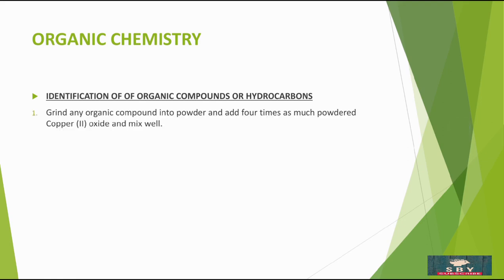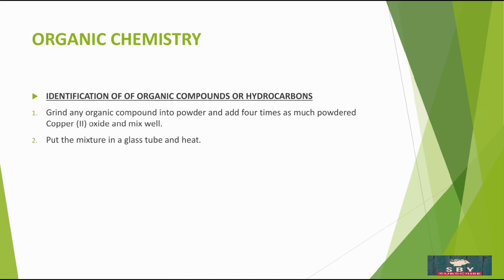First of all, you need to know that a hydrocarbon contains hydrogen and carbon only. So these are the elements of importance. First, you grind an organic compound into powder and add 4 times as much powdered copper 2 oxide and mix well. Let's assume you have 2 grams of the powder. They are saying 4 times, so 4 times 2 is 8. So you add 8 grams of copper 2 oxide and then you mix well.